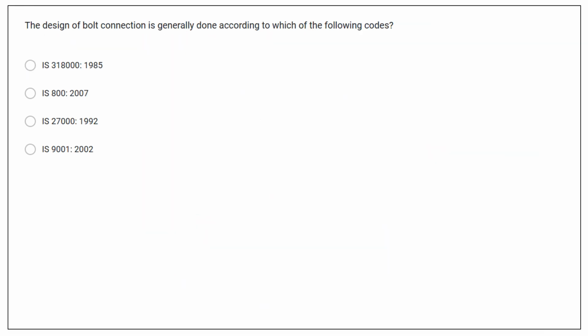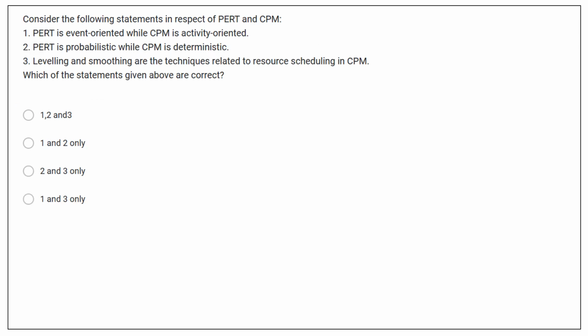Question number 12. The design of bolt connection is generally done according to which of the following codes? So here the design of bolt connection is related to the design of steel structures. So for steel structures we use IS 800 2007, and this is the IS code for the design of bolt connection. Then next question.